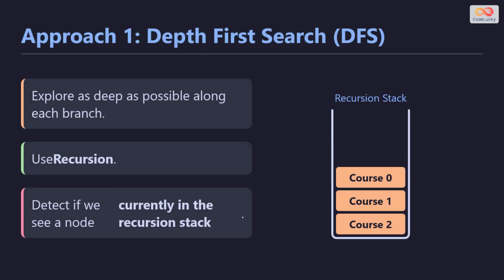Our first approach uses depth-first search, or DFS. The idea is to explore a path as deep as possible. We use recursion to move from one course to the next dependent course. We need to detect if our current path loops back on itself.